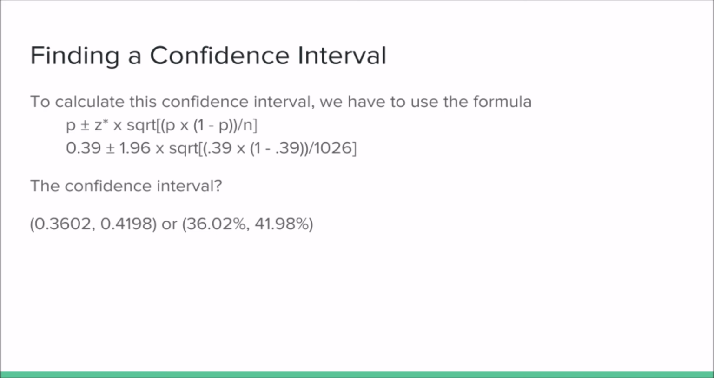It gives us a confidence interval as it's displayed on the screen. I don't want to say that either. It's cool. Yeah. This means we are 95% confident that the mean of the people that would say make some major changes is between 36.02% and 41.98%.